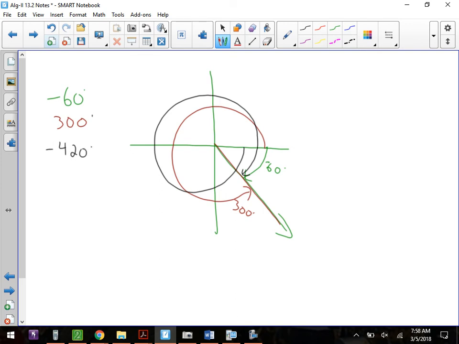Okay. So you get the idea of you're just going around, around, and around. And to be honest with you, all you're doing is adding and subtracting 360. Hopefully you pick up on this. Positive and negative coterminal angles, all you're doing is adding and subtracting 360. That's all it is. Don't overthink it.